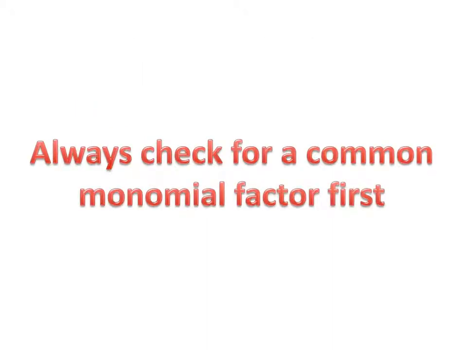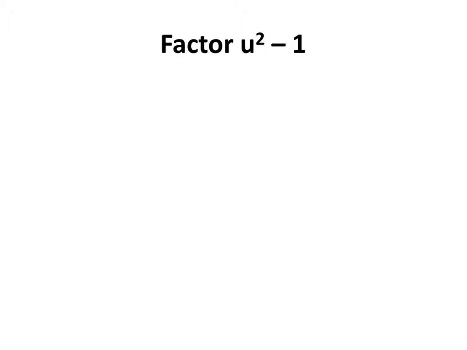The difference of squares pattern can also be used for factoring. Keep in mind that when we factor, we should always check for a common monomial factor first. In this case, I see two terms that involve subtracting. This just screams difference of squares. U squared will come from u multiplied by u, 1 comes from 1 multiplied by 1, one factor involves adding, one involves subtracting, and we're finished.